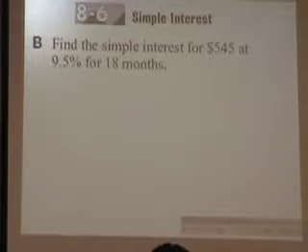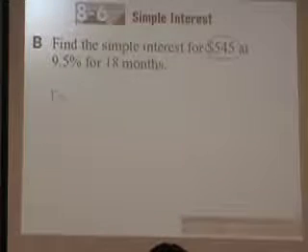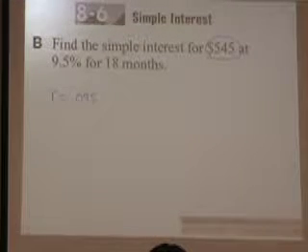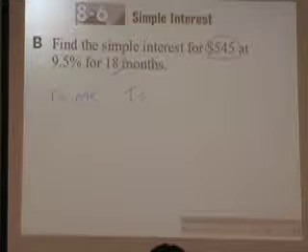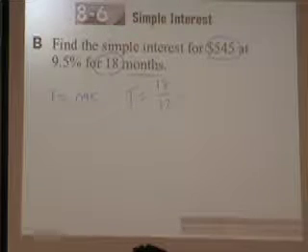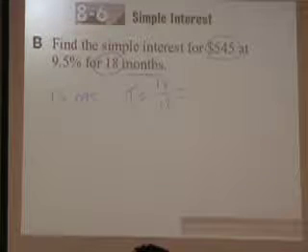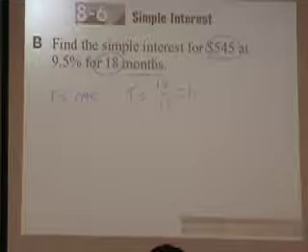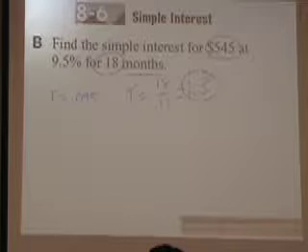Here we have another one. Jeremy Young, can you tell me what the principal is? 545. What's the rate, Paige? 0.095. And Jeremy Honor, what is the time? 18 months. Yeah, but you got to divide it by 12, because it's in months, and you got to make it years. And what's 18 divided by 12 when you put it in the calculator? 1.5. Okay, so your time is 1.5.